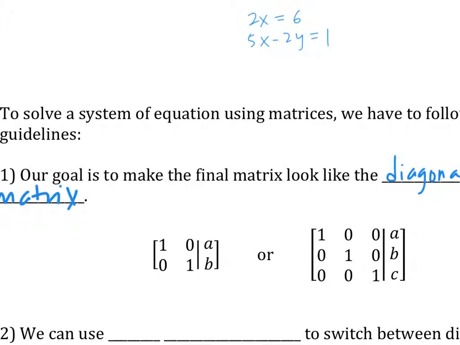For example, with X, Y, Z, when we have 3 variables, it becomes X equals A, Y equals B, Z equals C. So this is what we want to do. Once we can get it into this form, we have the answers.